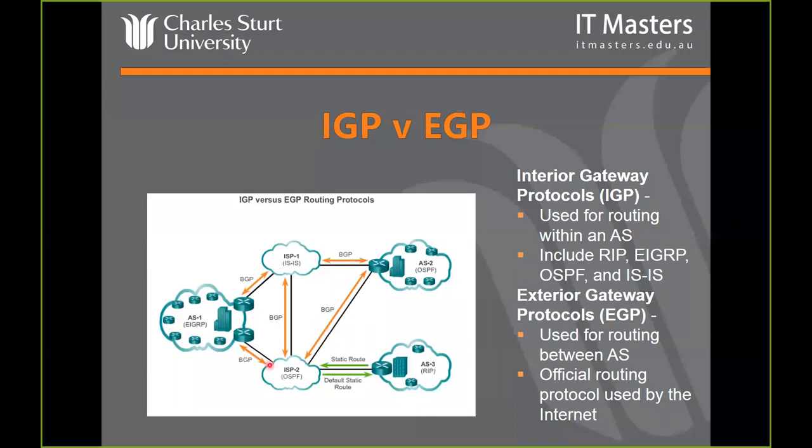So you can see all these autonomous systems, even though they run their own interior gateway protocol, they also have access available between them through using Border Gateway Protocol as the exterior gateway protocol. We can also use static routes to do that, because we can always use static routes.